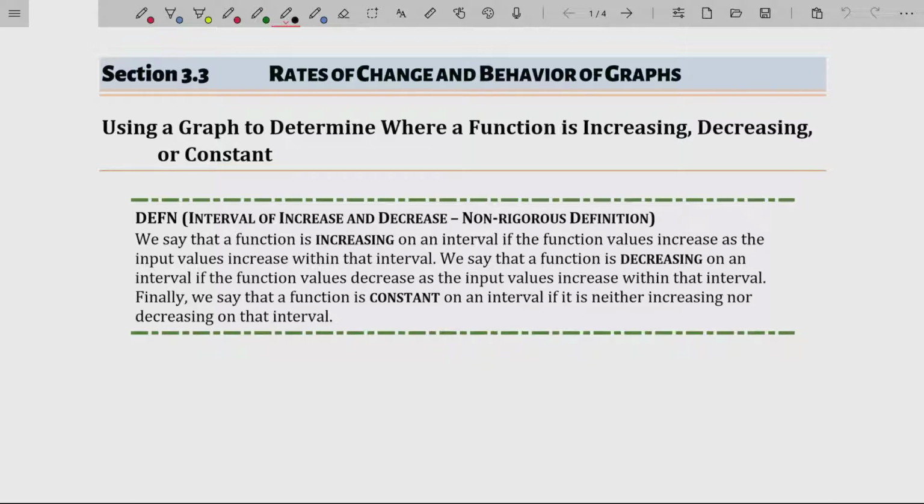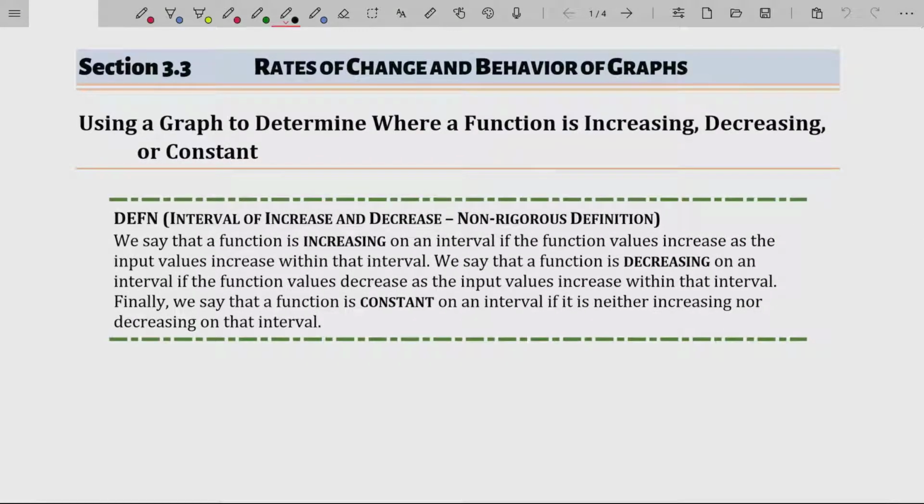However, as a review, we're still in the middle of talking about functions. And at some point in this topic, we talk about rates of change and the behaviors of graphs. So specifically, we're going to talk about intervals of increase and decrease, mainly because those end up being hugely important as you move forward in the STEM fields. So let's see. The very first subsection we're going to talk about here is using a graph to determine where a function is increasing, decreasing, or constant.